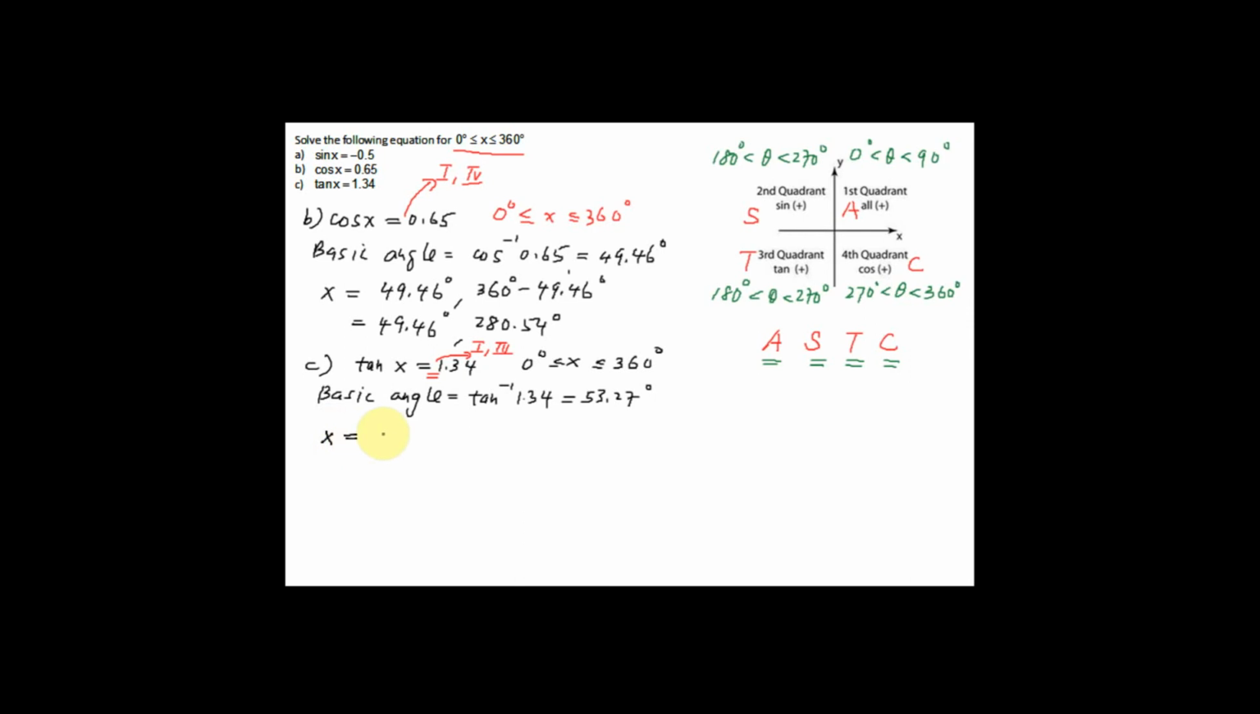Therefore, x in the first quadrant, the answer should be 53.27. For the third quadrant, the angle is 180 plus the basic angle, 53.27 degrees. So your final answer, x equal to 53.27 degrees and 233.27 degrees.